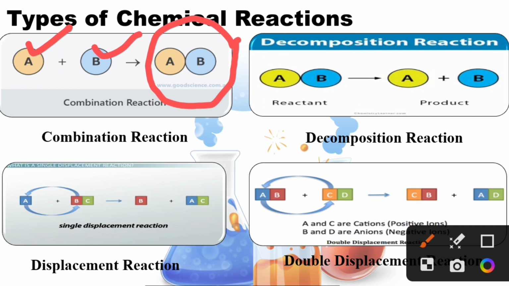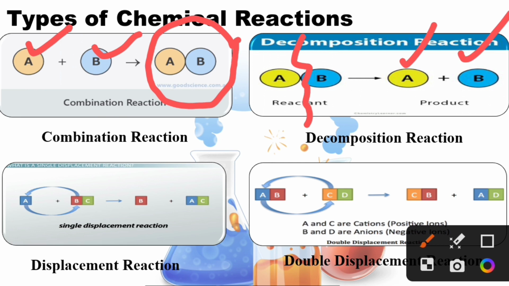Then there comes decomposition reaction. A decomposition reaction is one in which a substance is heated and breaks down, and then two or more new substances are produced. This is called a decomposition reaction.